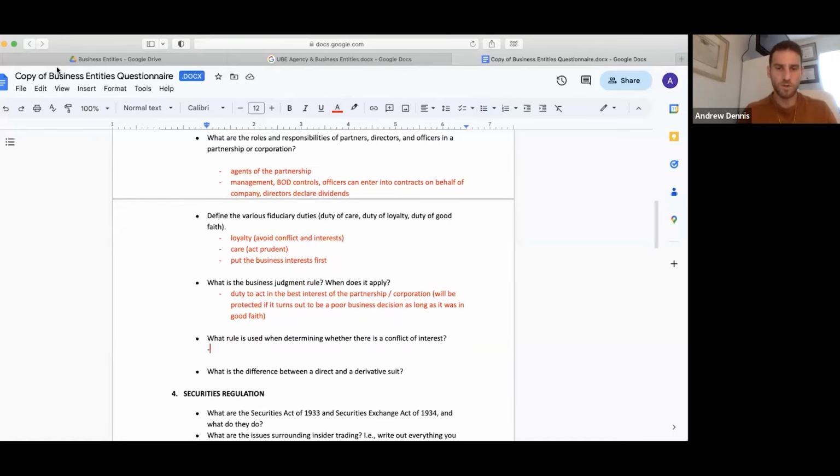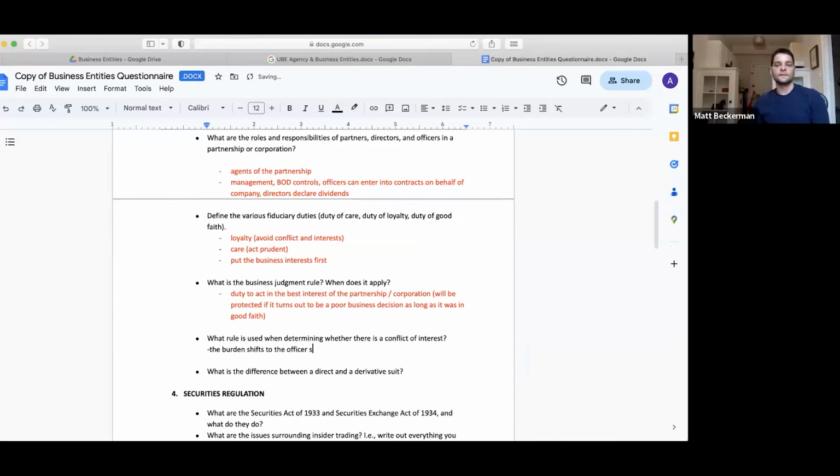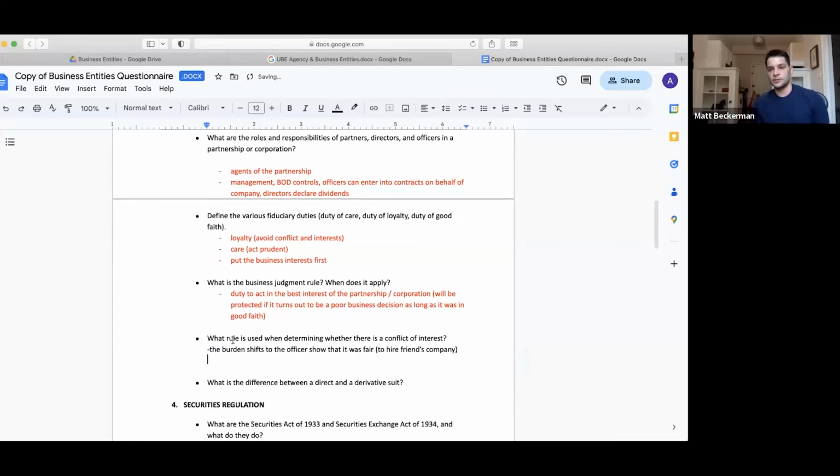Okay, what rule is used when determining whether there's a conflict of interest? I think there are multiple. All right, what you got first, Matt? The first is if someone shows there's a conflict, the burden shifts to you, the officer, to show that it was fair. Like if you hired your friend's company to do something for your company, you have to show that the rates were reasonable, the hiring process was reasonable, they're qualified to do the job, etc. So it's very fact specific.